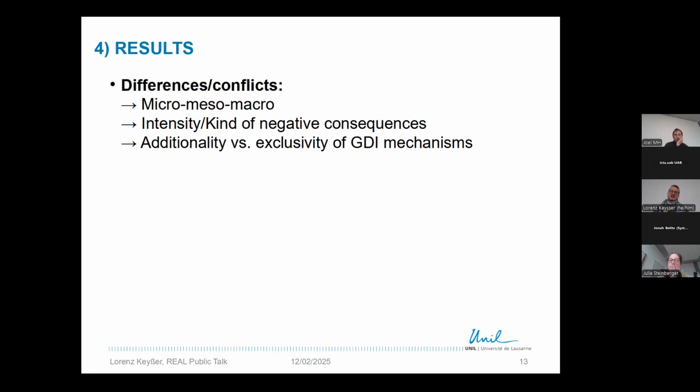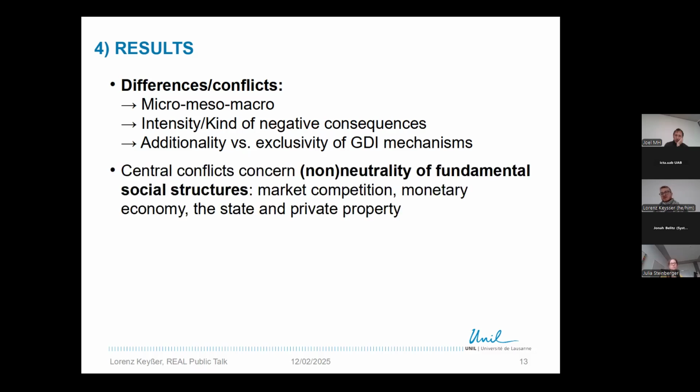And lastly, of course, the key debate between additionality and exclusivity of mechanisms. So do some mechanisms work additionally to each other, so that they are active simultaneously and just worsen growth dependence? Or are really some mechanisms active and others really are not, so they exclude each other, and we can only have some or the others? So yeah, basically the question, which ones are active, how do they work together? And that's what we found in the paper.